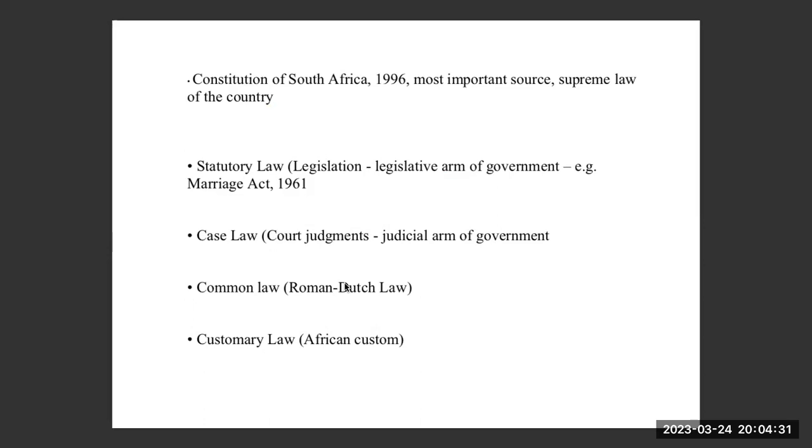Can anyone tell me what statutory law is? Just a try, no right or wrong answer. Just a try. Statutory law.